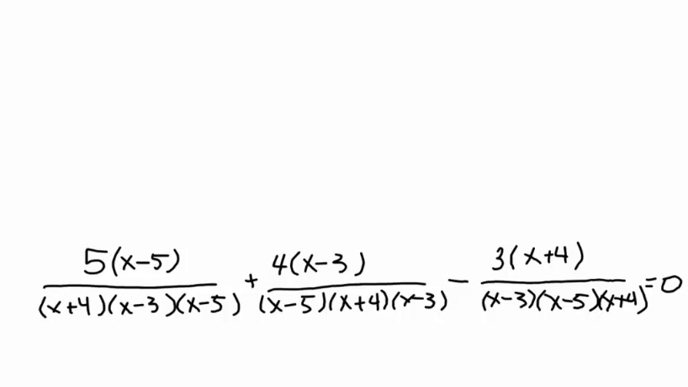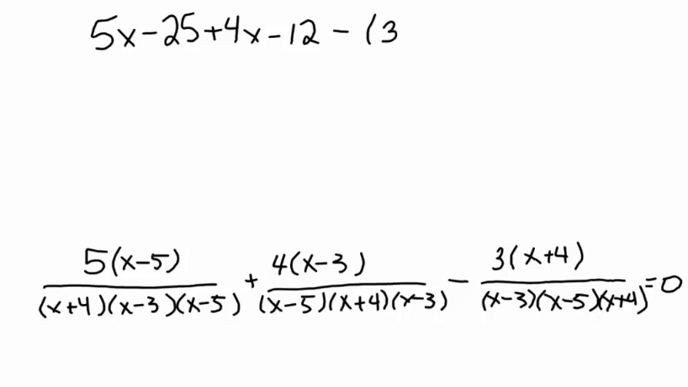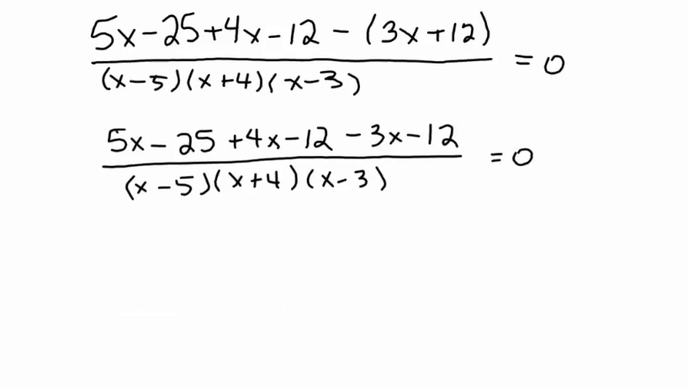The numerator of our new fraction should be 5x minus 25 plus 4x minus 12 minus, in brackets, 3x plus 12. In this step here, I've just removed the brackets to get negative 3x minus 12. And we can go ahead and clean up the numerator just a little bit by collecting like terms. We should have 9 minus 3 for 6x. We have negative 25 minus 24 more for negative 49.